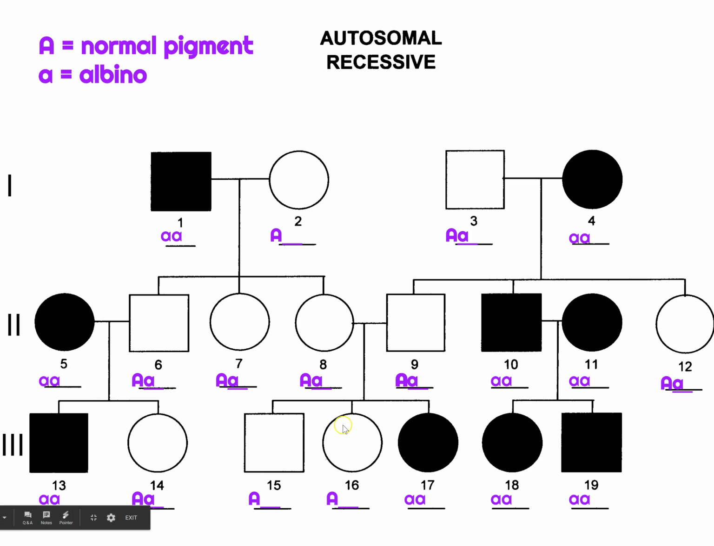Now these two kids right here, 15 and 16. Big A, little A, crossed with a big A, little A. This one's a little a. That's why we know they have a little A. But we can't really say for sure what 15 and 16 got. They could be big A, big A, or big A, little A. So we can't fill in 15, 16, or 2, but we can fill in all the rest. That's autosomal recessive.